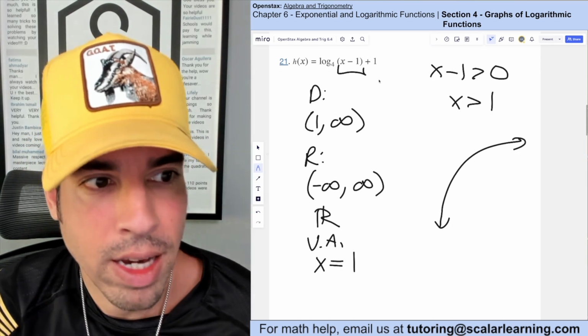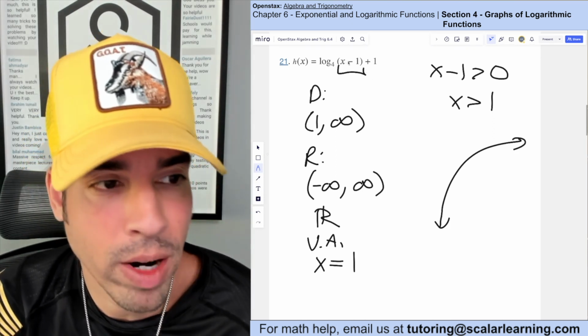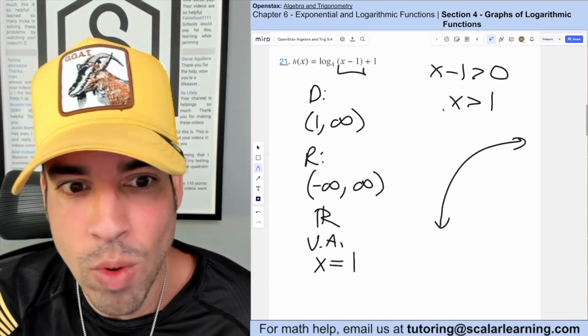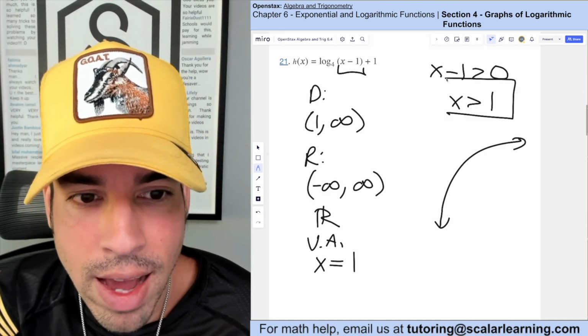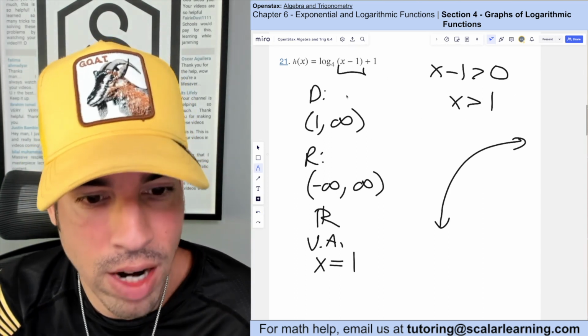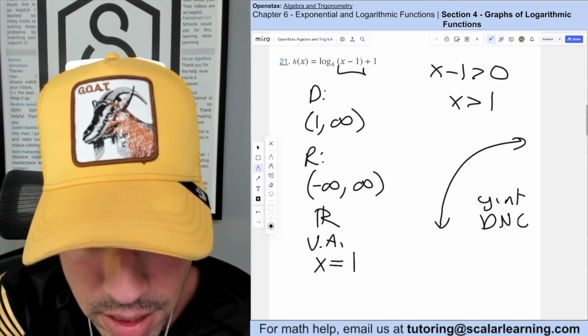Now we want to find the x and y intercepts. So the y-intercept is when x is 0, right? So look, we can't plug that in. There is no y-intercept because we already know that the domain of x has to be greater than 1, so we can't plug 0 in for x. So hence, the y-intercept does not exist, so we'll say DNE for the y-intercept.